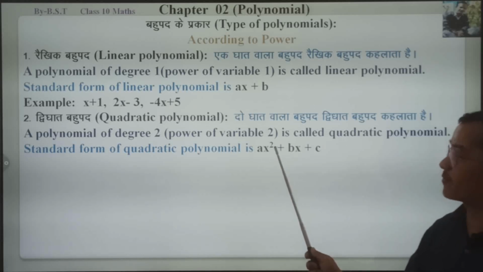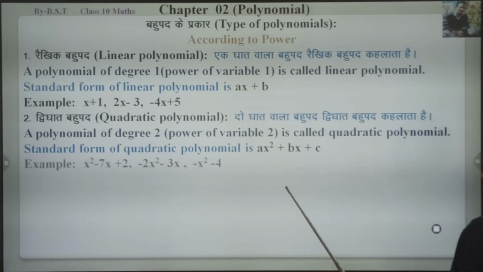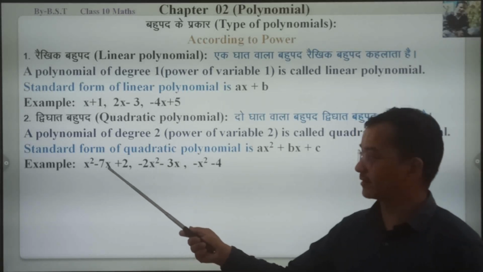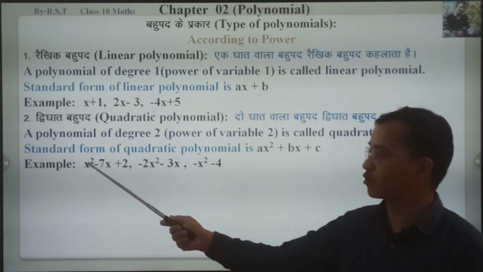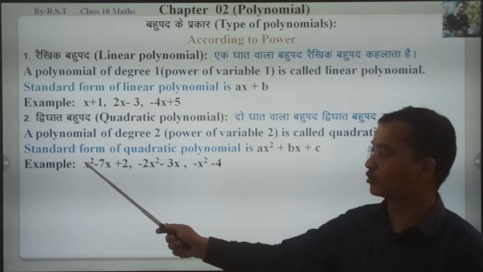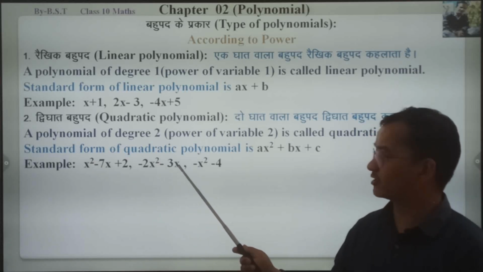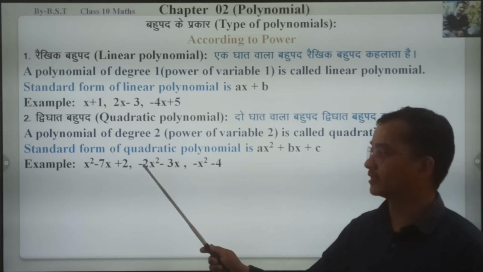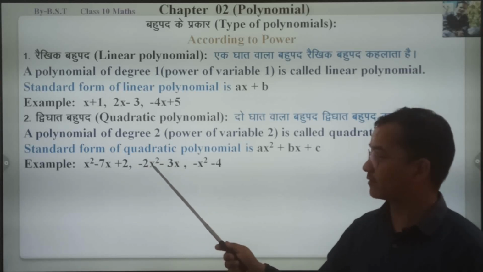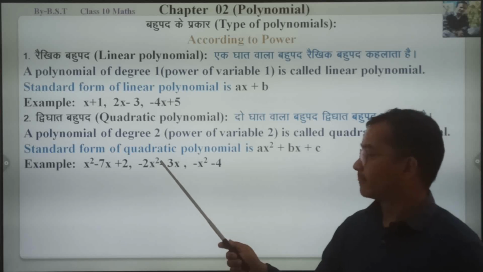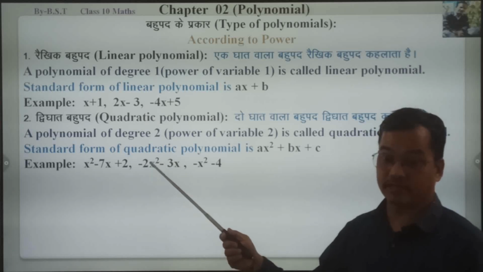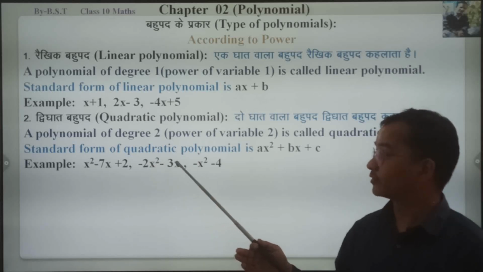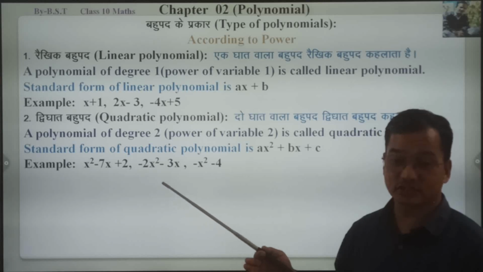Okay students, the maximum power is 2, so this is a quadratic polynomial. For example, x square minus 7x plus 2 is a quadratic polynomial because it has a variable x and the maximum power of x is 2. Minus 2x square minus 3x is also a quadratic polynomial because it has the variable x and the power of x is 2. It doesn't matter how many terms they have, but it is very important that the power of the variable is 2.